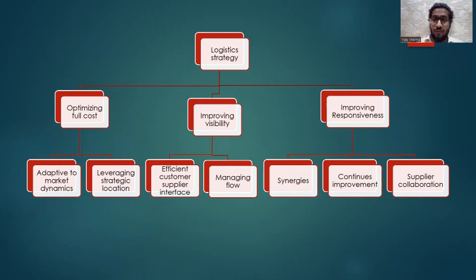First is optimizing the full cost by adapting to market dynamics or leveraging strategic locations, etc. That would be further discussed in upcoming slides. Apart from that, improved visibility would definitely optimize the cost, and improved responsiveness by building synergies, by supplier collaboration, etc. The further slides will be explained by my teammates.